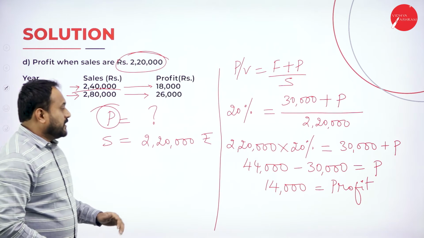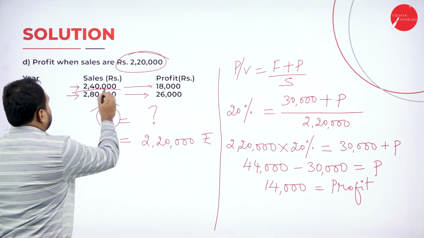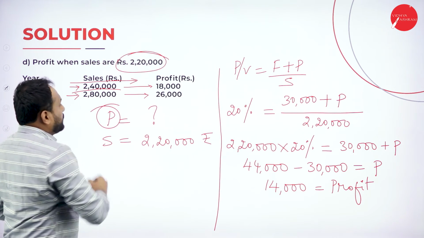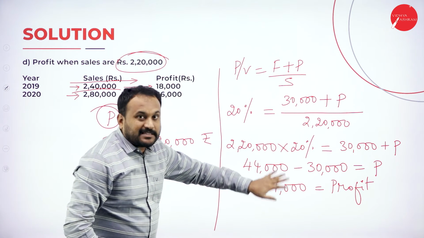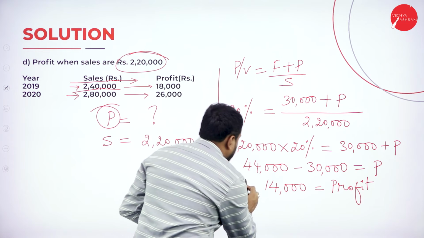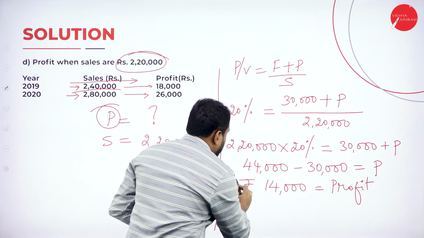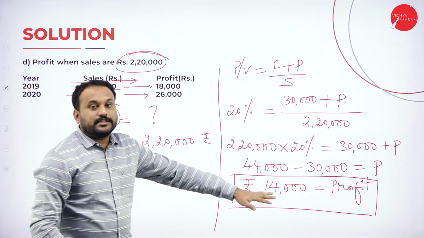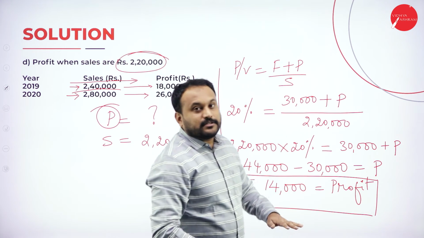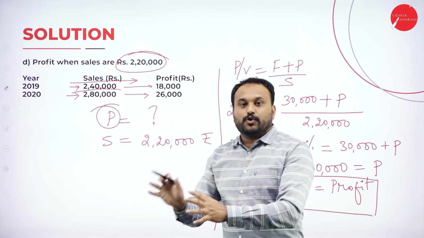14,000 is what? Profit. Now understand, 2,20,000 is here. So for 2,20,000, if I make sales, I'll get a profit of how much? Rupees. Please don't forget to write rupees. 14,000 will be my profit.